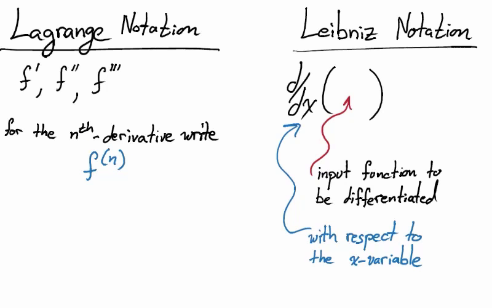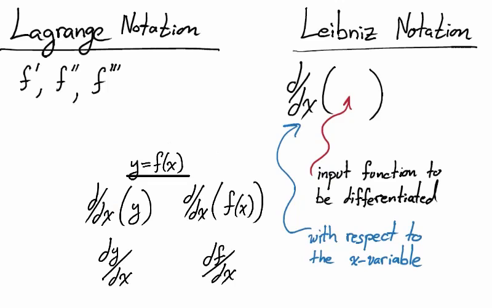The notation of Leibniz treats derivatives like an operator. If we wish to take the derivative with respect to x, we write d over dx. So the function y equals f of x can be described as d over dx of y, or d over dx of f of x, or dy over dx, or df over dx. The way we read the notation of Leibniz is as the derivative of y with respect to x, or the derivative of f with respect to x.